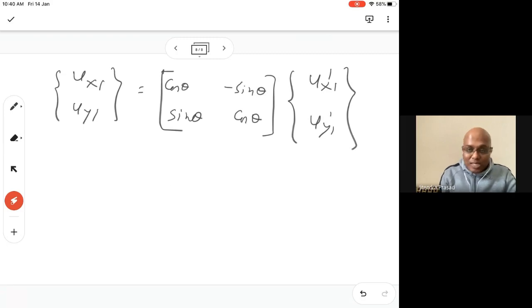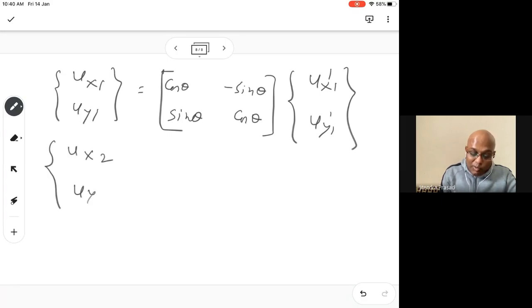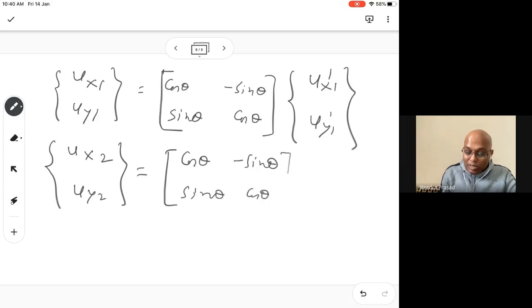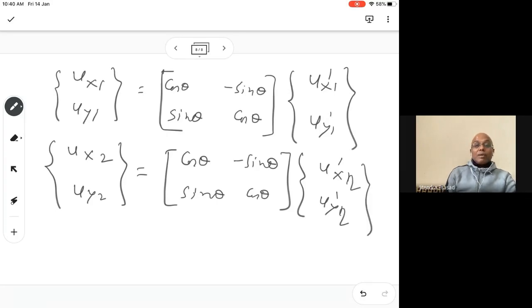Based on that simple analysis, you can do the same for point 2, and you will get ux2 uy2 is equal to the same thing, right? Cos theta minus sine theta, sine theta cos theta, and then ux2 dash uy2 dash. Sorry, this will be point number 2. Okay, do you like this? Any questions so far, guys?